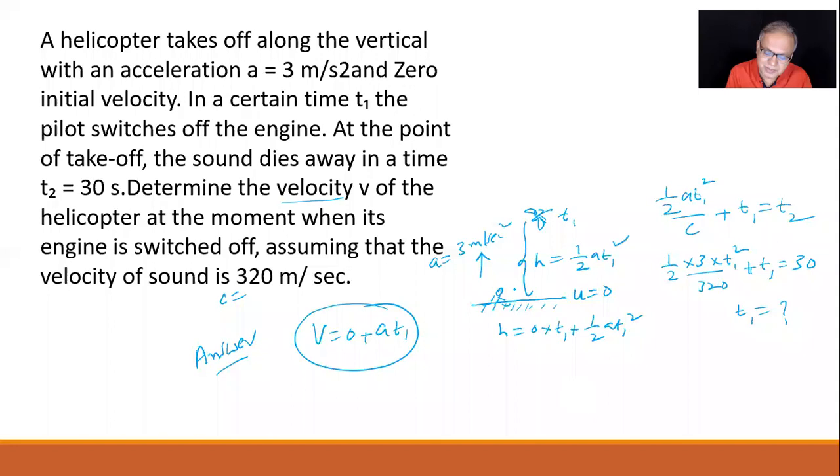Alright. The helicopter took t1 to go there. Sound took half a t1 square by c to come here. That time he says is 30. That's the meaning of the question. Read the question, Shivani. You cannot understand the solution without the question. Tell me, what did you get? Can you tell me the meaning of the question?